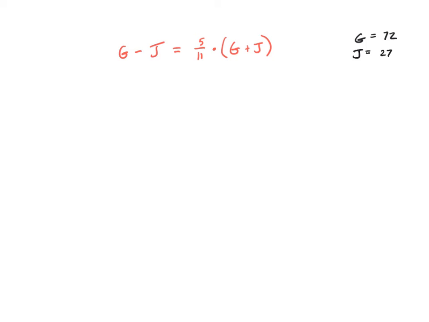So the difference in their ages, 72 minus 27, should be equal to 5/11ths times the sum of their ages, 72 plus 27. The difference in their ages is 45. The sum of their ages is 99. So 45 should be equal to 5/11ths of 99. We can work that out. 5/11ths times 99 over 1. Some cross simplification. And we get 45 is equal to 45.